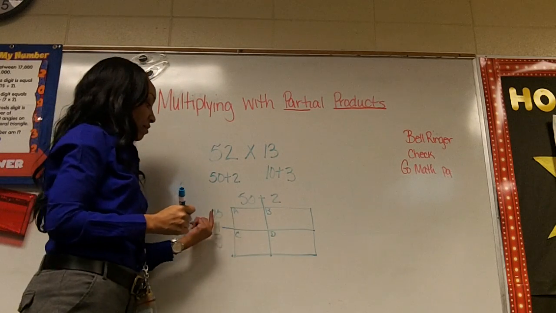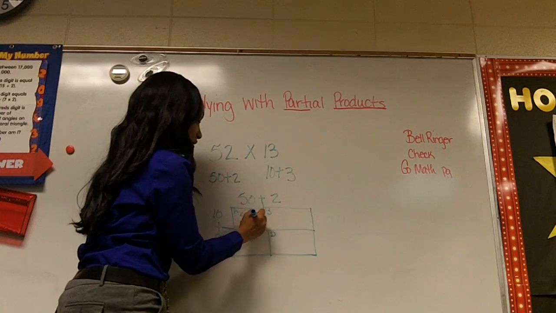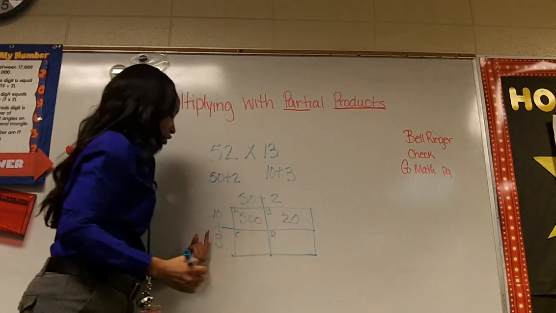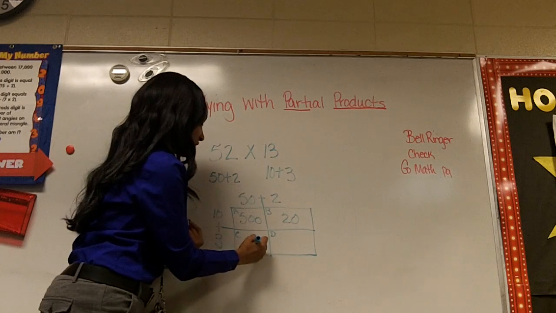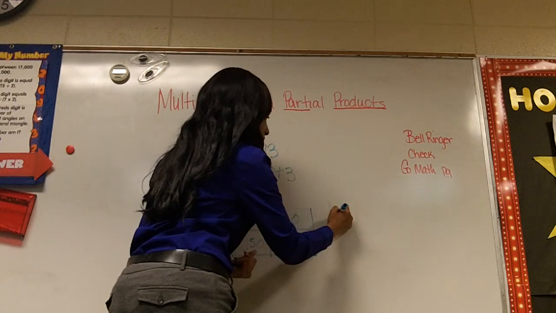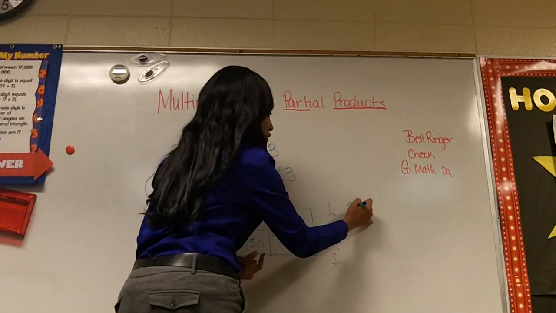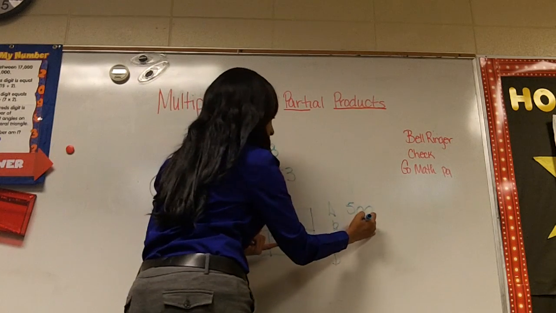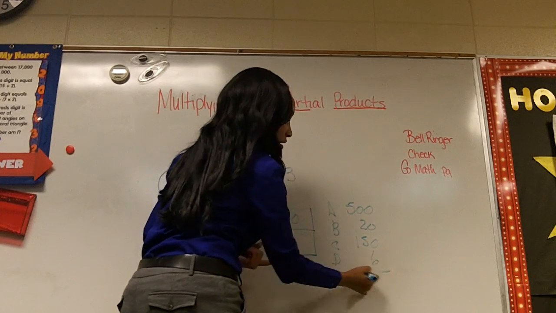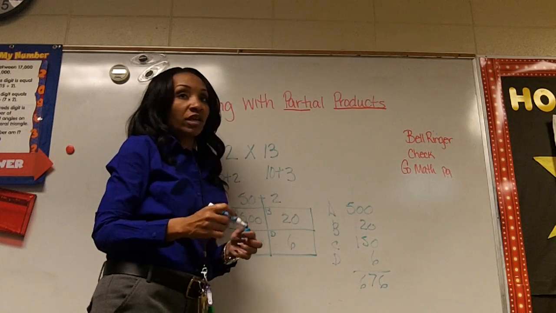My tens again, 10 times 50. 1 times 5 is 5, 2 additional zeros. 10 times 2 is 20. 3 times 50 is 150. And 3 times 2 is 6. I'll come over to the side and make sure that I have each of my partial products for my box: 500, 20, 150, and 6. I will add them all together, and that gives me a product of 676.